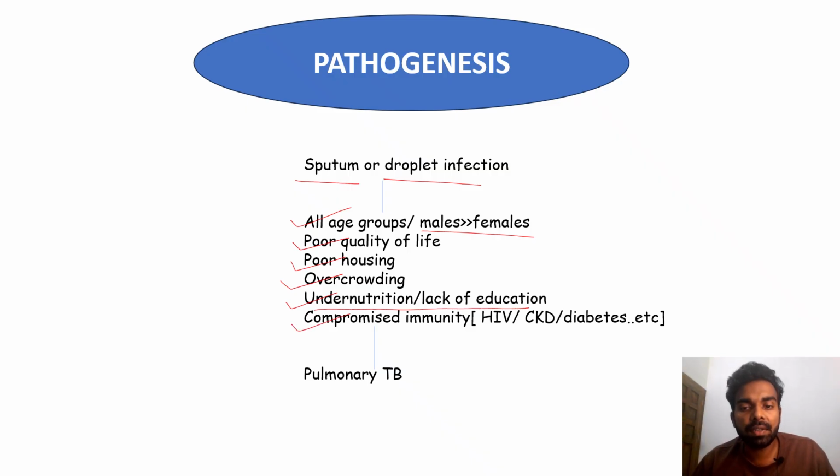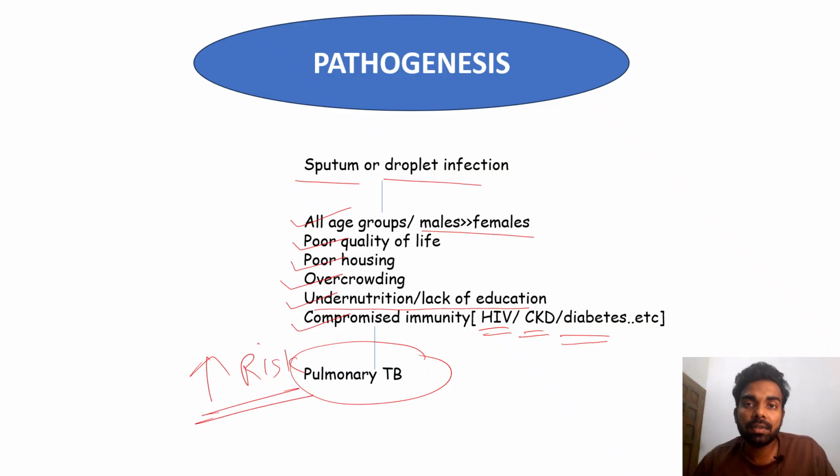Then compromised immunity. That means if the patient has HIV, CKD, diabetes, etc., they are at a very high risk of getting pulmonary tuberculosis, which is the most common form of tuberculosis that we see in our daily OPDs or hospitals.